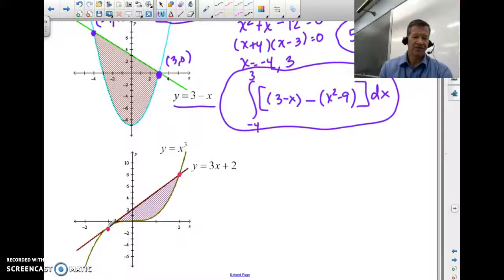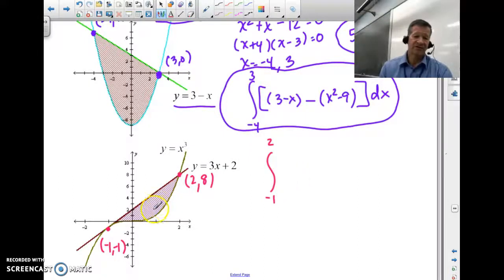This one looks like a crossing at -1. If I put in -1, I get -1 for both, so that would be this intersection. Here this appears to be at 2 something. If I put 2 in, I get 8 in both. So those are the points of intersection. So to find this area, I'm simply going to integrate from -1 over to +2. Remember, these are x values because I'm integrating with respect to x, at least right now.